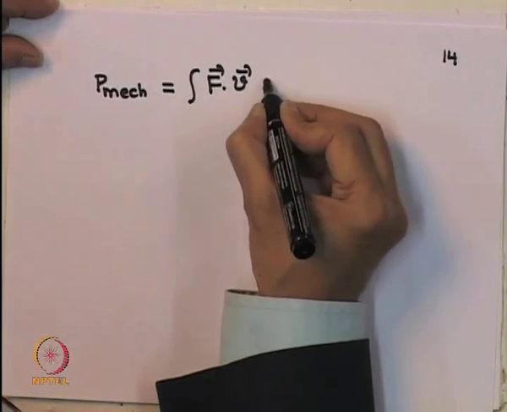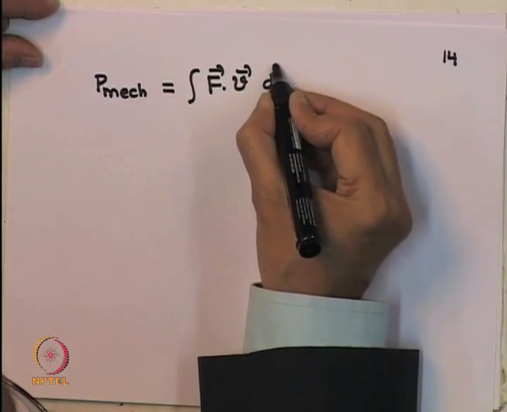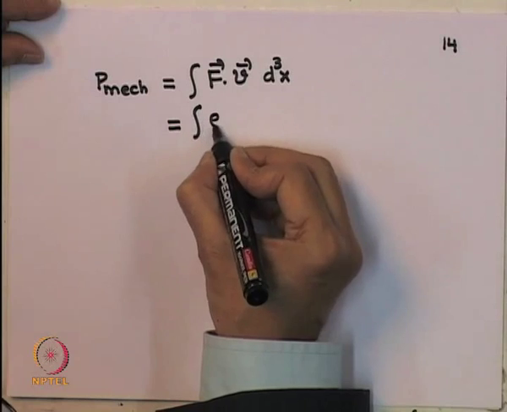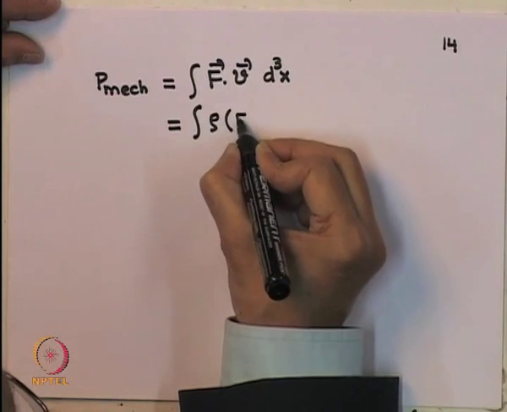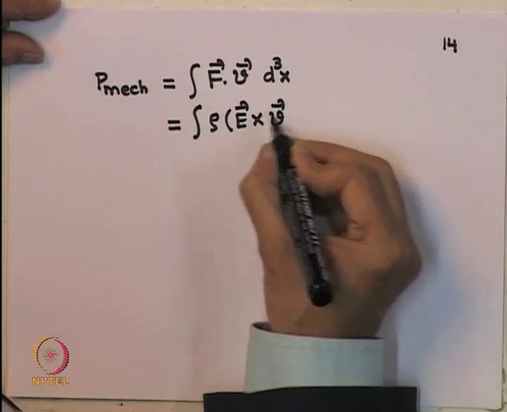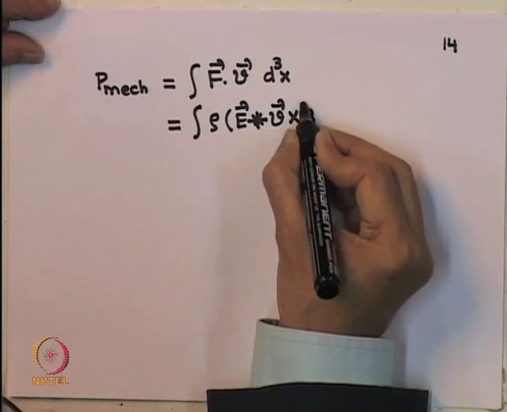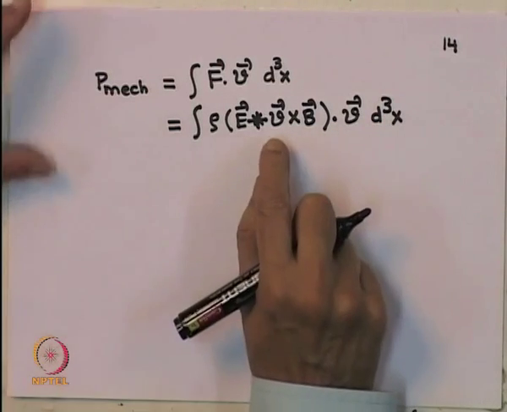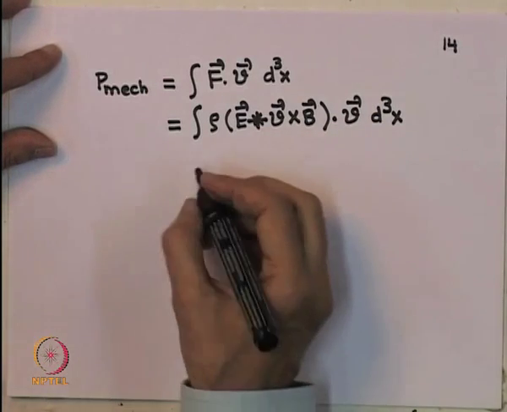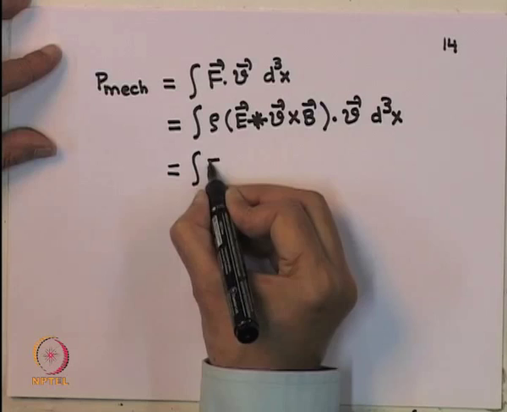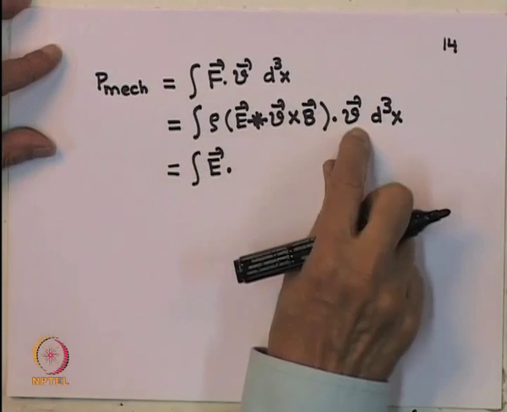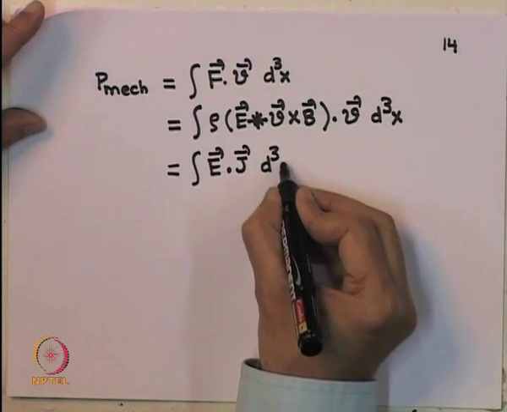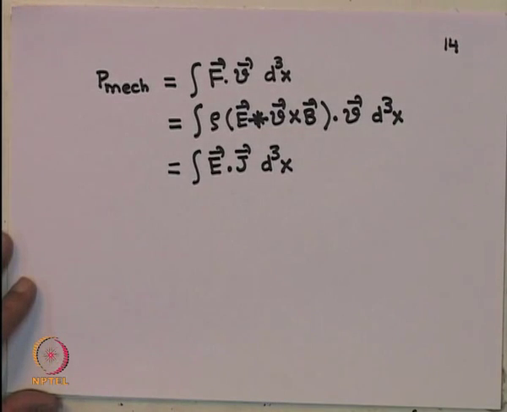So, my mechanical loss is simply power, which is F dot V within that volume, this is the rate at which I am losing energy, d cube x, and I know that the force on the charge is given by rho times E plus V cross B, the Lorentz force, dot V d cube x. V cross B dot V is 0. So, I am left with integral E dot rho times V, which is j. So, therefore, this is E dot j d cube x. Now, this of course, you recognize as the standard joule expression.